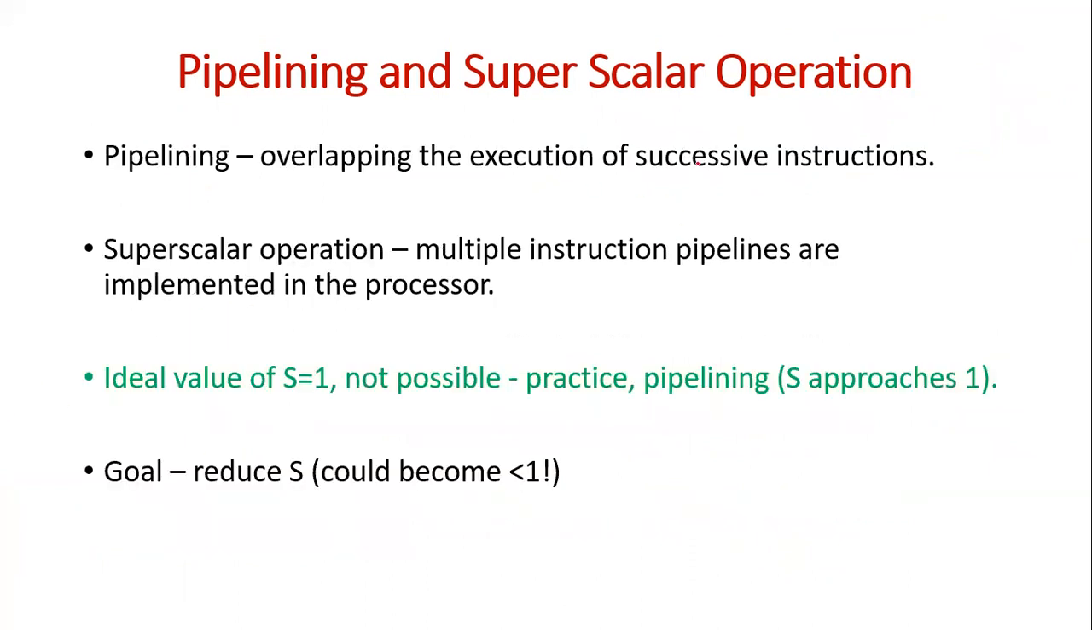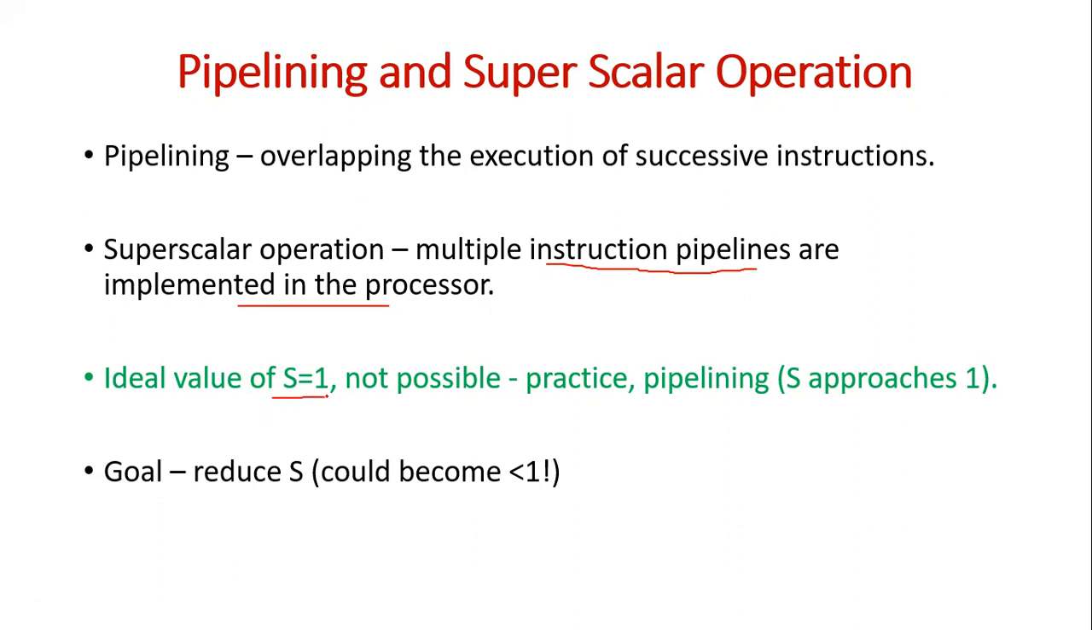Pipelining is overlapping the execution of successive instructions. If the computer is more powerful, then you can execute multiple instructions. Multiple instruction pipelines are implemented in the processor, that is, multiple instructions can be pipelined. In the previous case, we discussed pipelining two instructions. If you pipeline four or five instructions, then obviously the S value will reduce. The ideal value for S is 1.